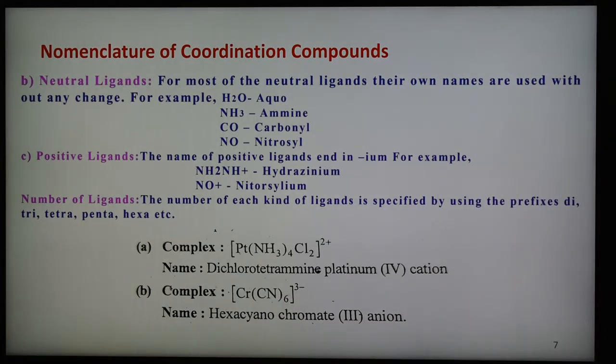So we have to show the number of ligands. For that case you have to use the prefixes di, tri, tetra, whatever the number of ligands there are. If 2 ligands are there, di; 3 are there, tri; 4 are there, tetra. In this way we can use the prefix to indicate the number of ligands in the complex.